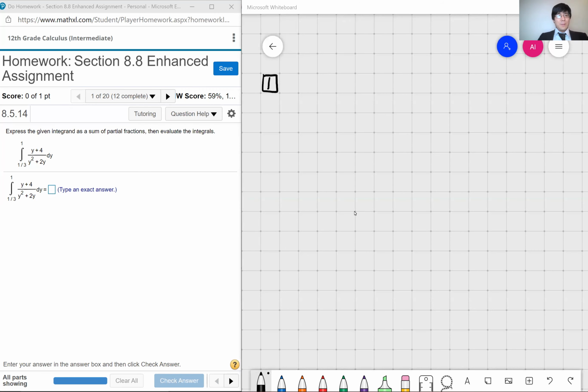Okay, this time I'm going to explain the homework problems from section 8.8 of the calculus, which is about improper integrals. There are 20 problems to go. Number one is a review from section 8.5, which is the integral from 1/3 to 1 of (y plus 4) over y times (y plus 2) dy.